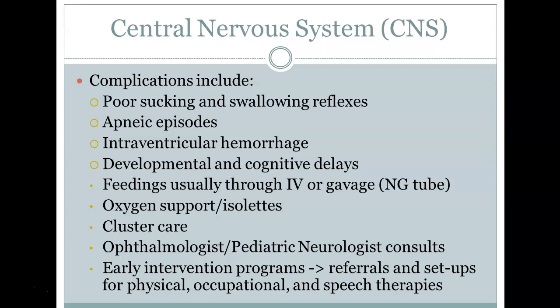In the central nervous system, complications can include poor sucking and swallowing reflexes, apneic episodes, intraventricular hemorrhage, developmental and cognitive delays, feedings usually through IV or gavage, and gavage is a nasogastric tube that's inserted to the stomach that can carry expressed breast milk or formula to the infant. Oxygen support or isolettes that are needed.